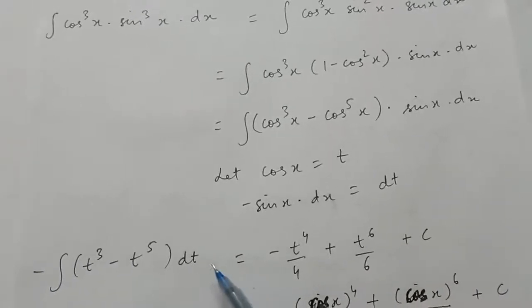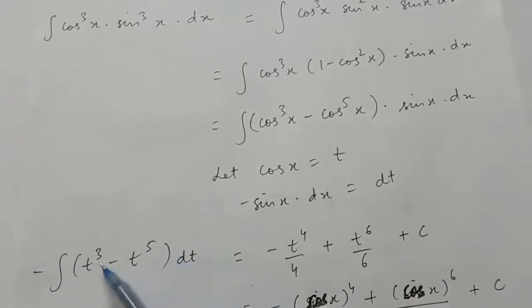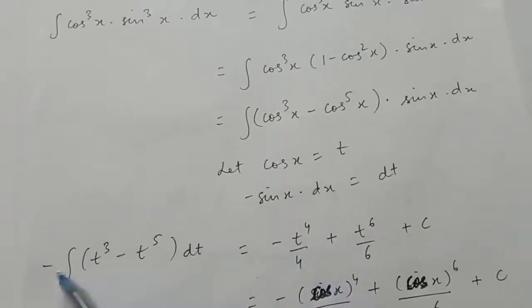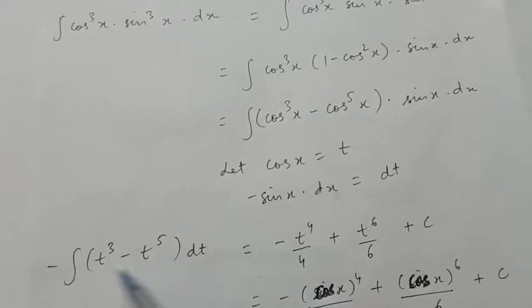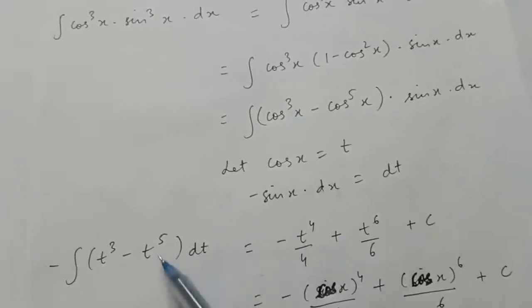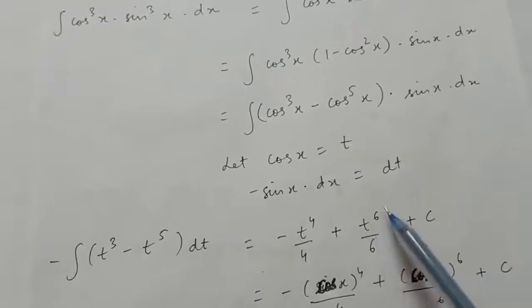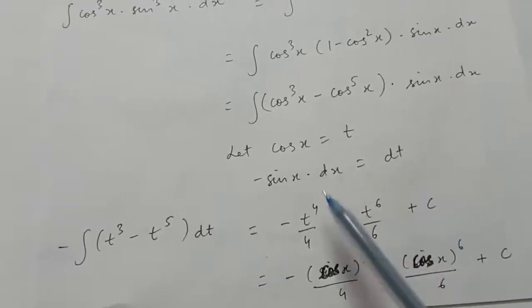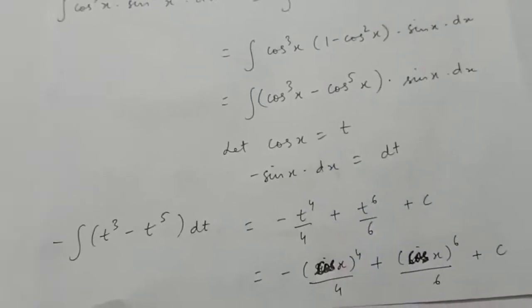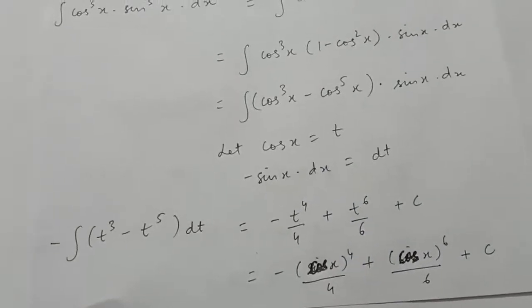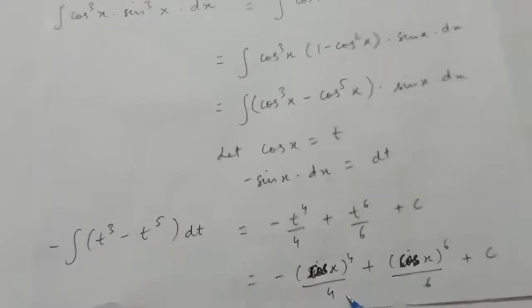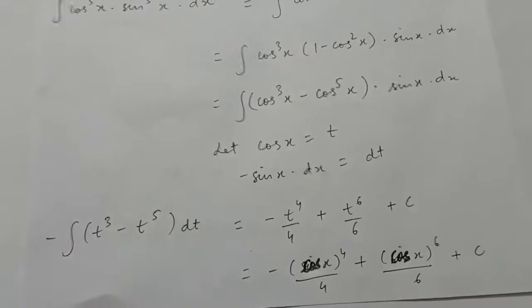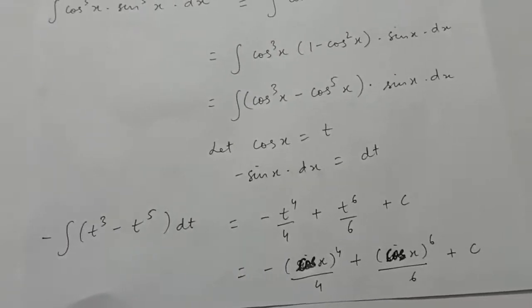Now integral of t cube will be t raised to the power 4 by 4, and minus as it is. Now this minus minus becomes plus. Integral of t raised to the power 5 will be t raised to the power 6 upon 6 plus c, and in place of t, now again put cos x. So you will get minus cos x raised to the power 4 upon 4 plus cos x raised to the power 6 upon 6 plus c.